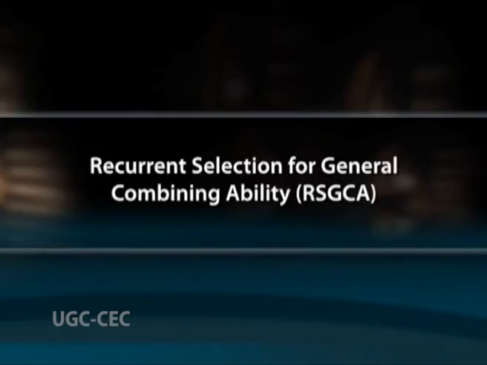The second one is recurrent selection for general combining ability or RSGCA. A form of recurrent selection used to improve the general combining ability of a population for a character, using a heterozygous tester, is referred to as RSGCA. It is also known as half-sib recurrent selection.